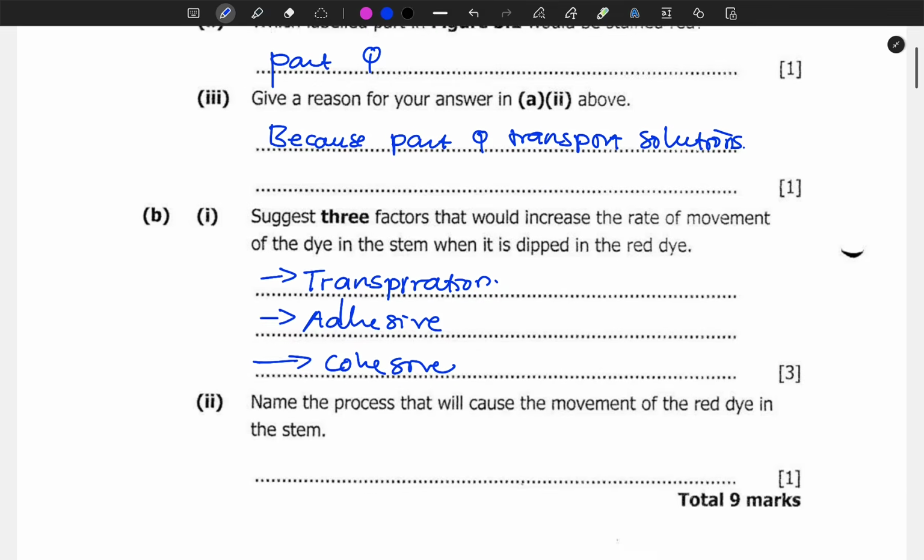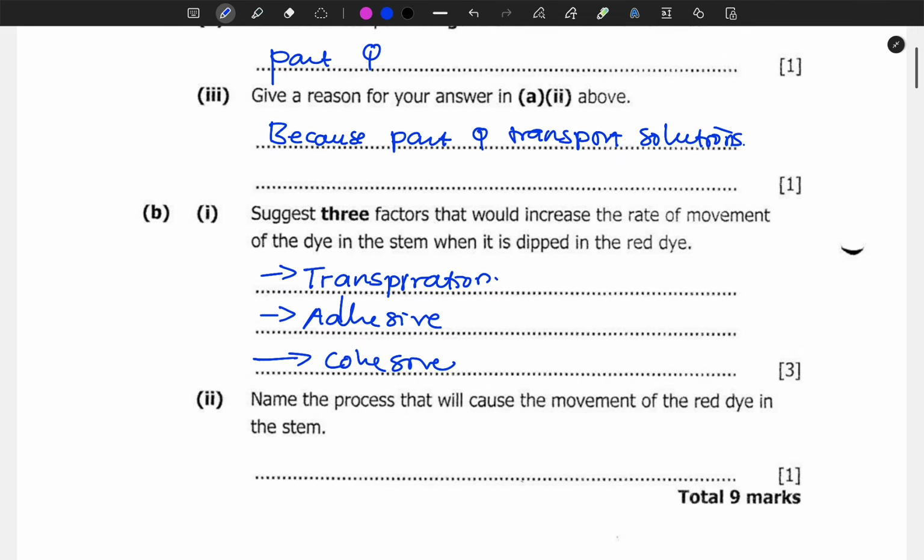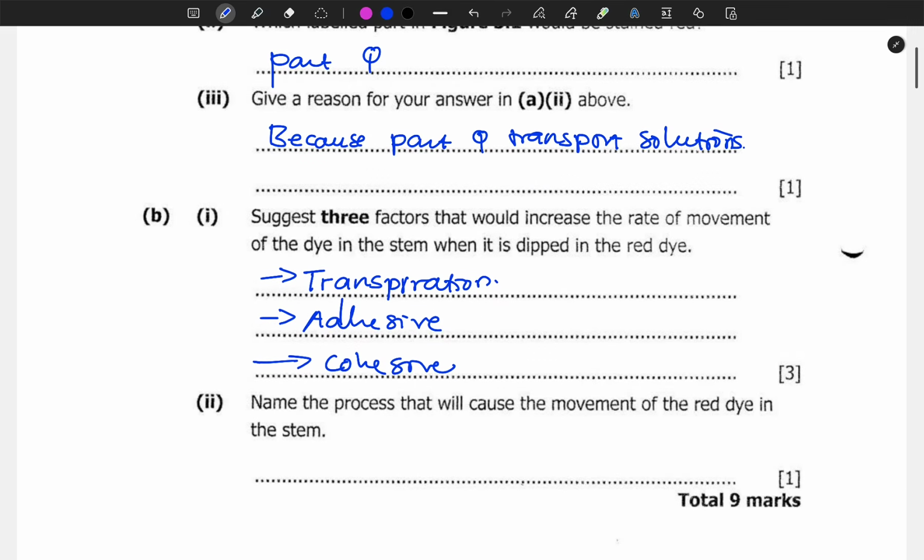Then Roman number 2, name the process that will cause the movement of the red dye in the stem. So the process is transpiration pull.